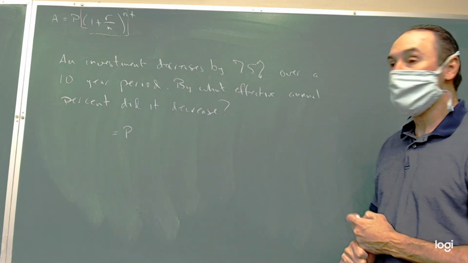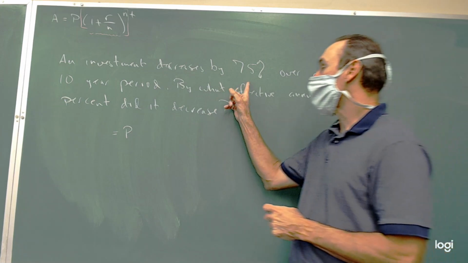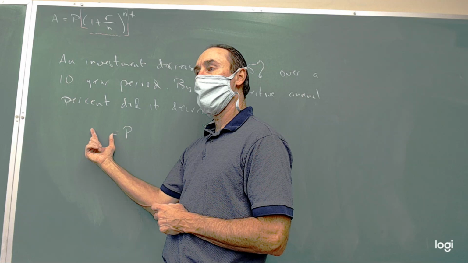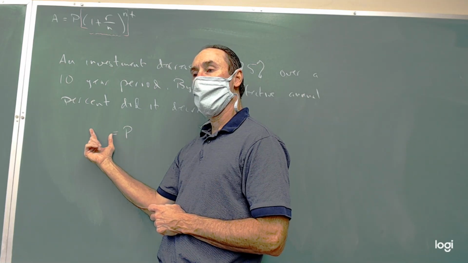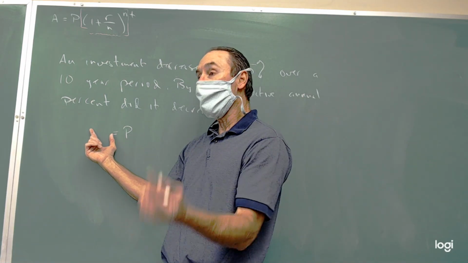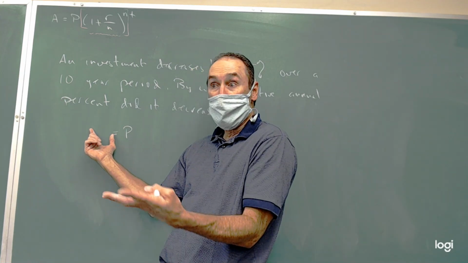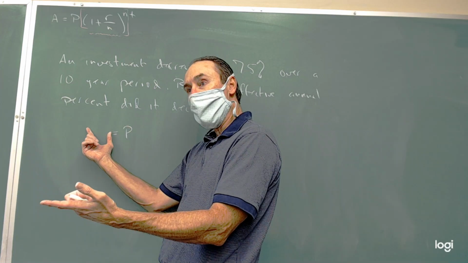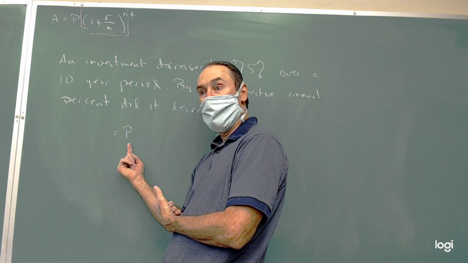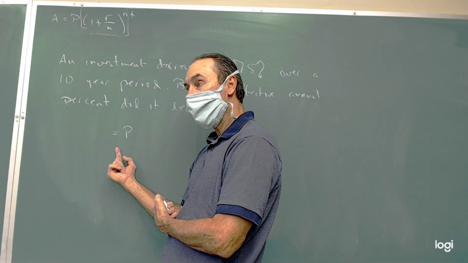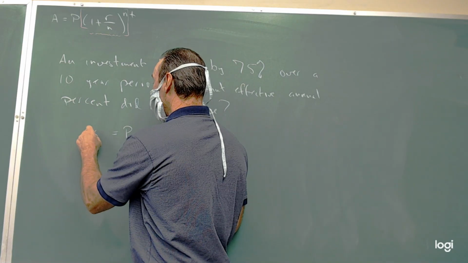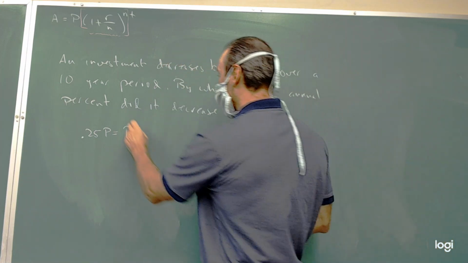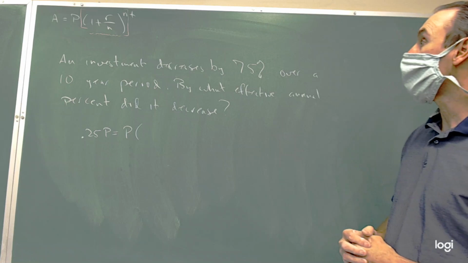Now here's the first tricky part. If it decreased by 75%, what do we have after that 10-year period? A quarter of P. If we lost 75%, we still have 25% of what we started with. So what we have is 25% of the P, which we write as 0.25P. That's the trickiest part of this, not that there aren't other tricky parts.